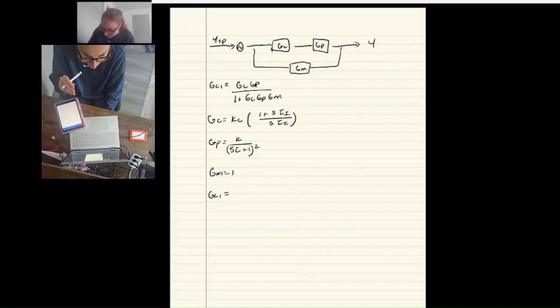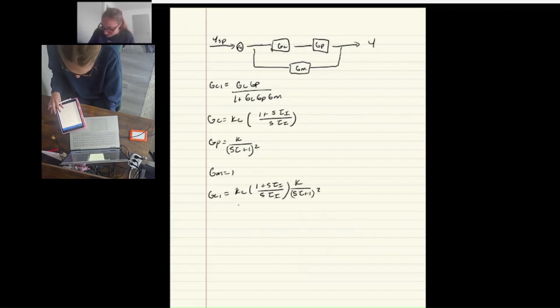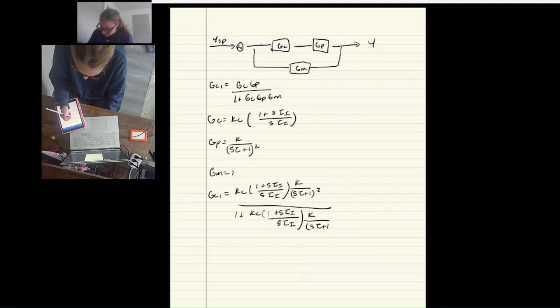So what we'll have is KC times 1 plus S tau I over S tau I, times our K over S tau plus 1 squared, over 1 plus our GC, which is KC times 1 plus S tau I over S tau I, times our GP, which is K over S tau plus 1 squared, right?